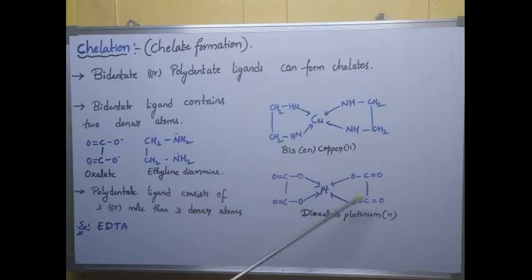One more example I can give you is dioxalate platinum(II). Two oxalate ions are utilized in this ring formation. They donate electrons to platinum by utilizing their two donor atoms and form a ring around the platinum. So this is another example of chelate formation. So this is about chelation.